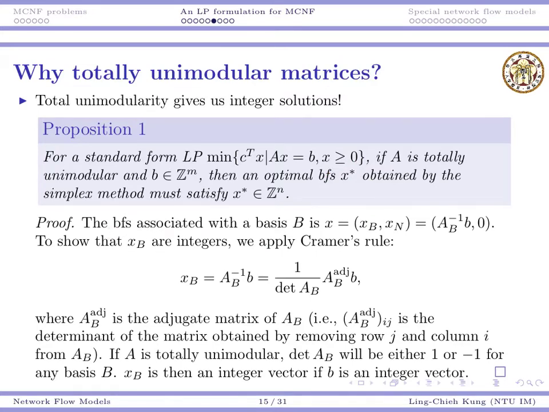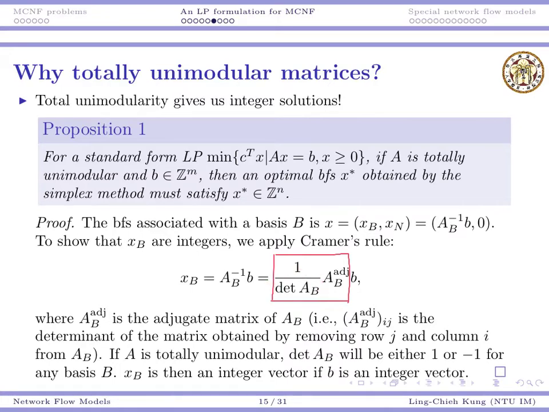For each basic feasible solution, there must be a basis B so that x can be decomposed into xB and xN, where xN is 0 and xB is just A_B inverse b. What we really need to worry about is whether A_B inverse b are integers. To show this, there are several ways, but what we really worry about is A_B inverse. Okay, so we know there is a formula for A_B inverse. A_B inverse will be just equal to this. The denominator is determinant A_B.